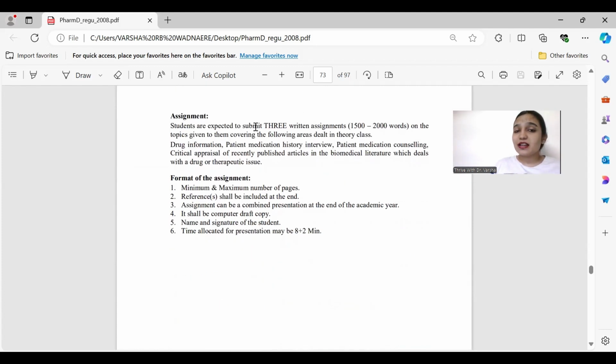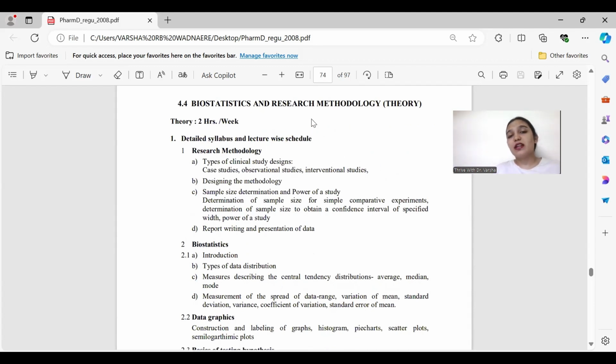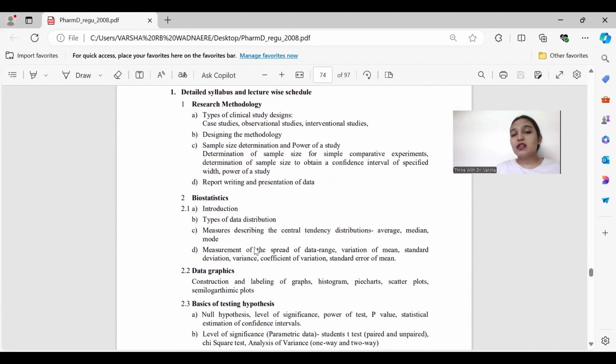And for assignments, again, 3 assignments are expected from you, from 1,500 to 2,000 words, and the topic 4. So you have to delete 1 and you can take any 3 from that. And the format is exactly same as you have for every other subject. Your 4th subject, that is biostatistics and research methodology. You have 2 hours of theory lectures per week. Now this is the syllabus.